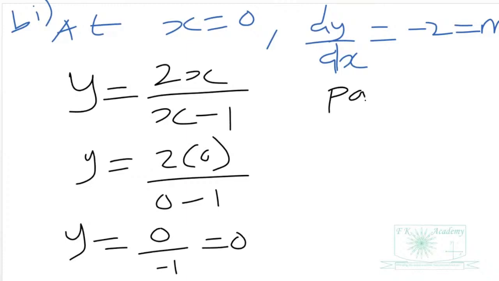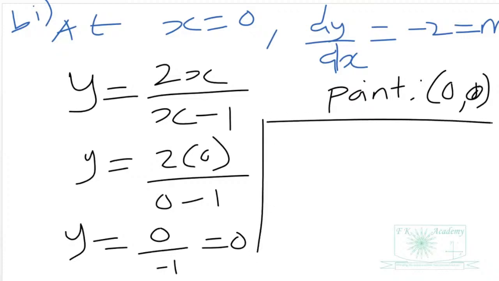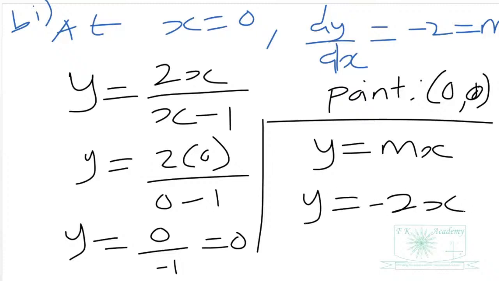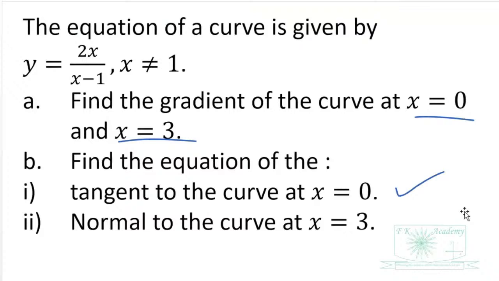So the point is 0, 0, which is the origin, and the gradient is negative 2. So the equation of a line that goes through the origin with a gradient m is given by y equal mx, and the m here is negative 2. So the equation of the tangent is y equal negative 2x. So the equation of the tangent to this curve at x equals 0 is y equal negative 2x.